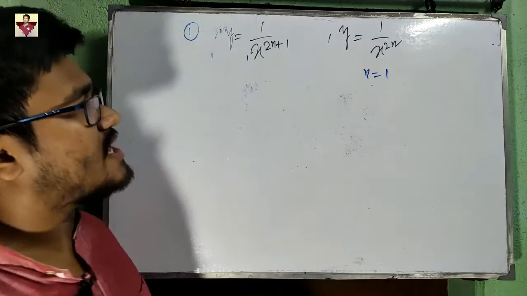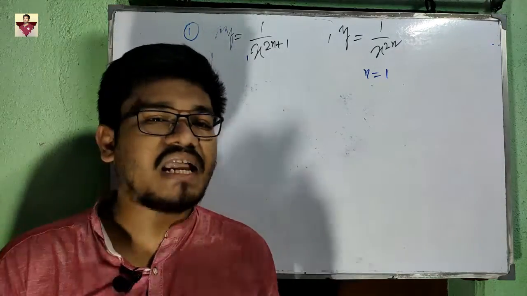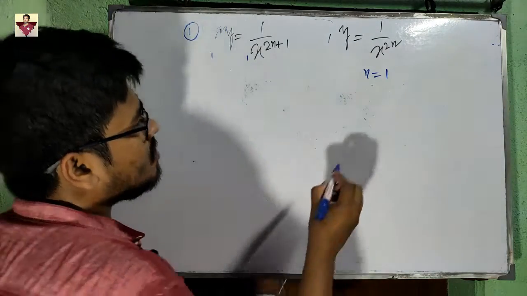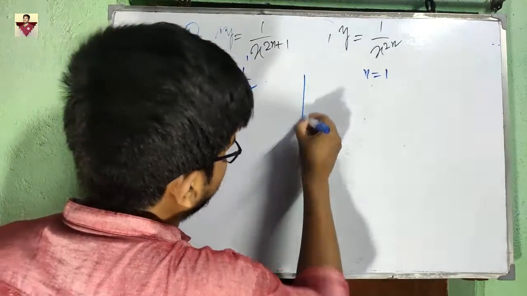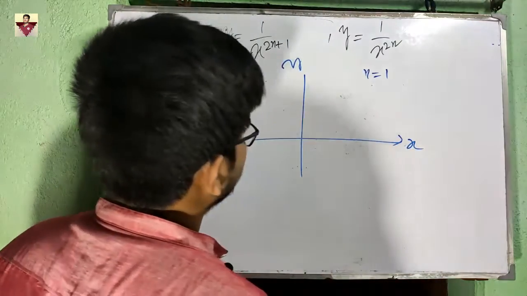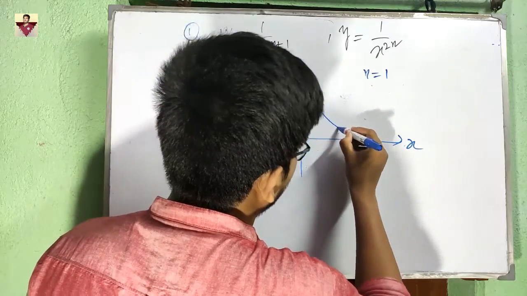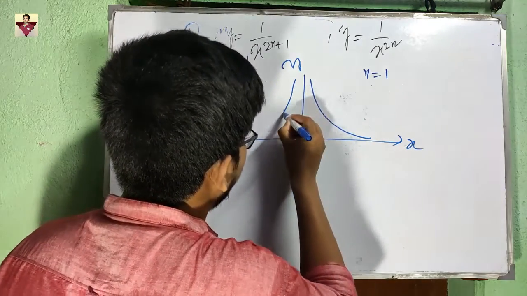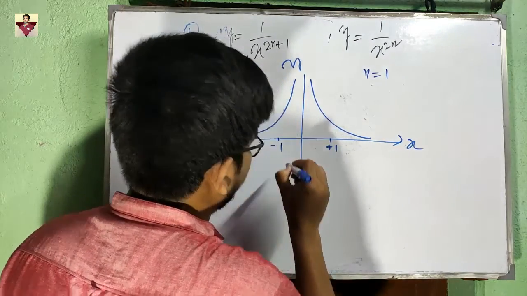By x to the power 2n, as you know, this is an even function, then the graph will be symmetrical about the y-axis. Let us plot y equal to 1 by x square. So the graph will be like this. This is x, this is your y. So 1 by x square will be like this and this. Again denote +1 and -1 point.